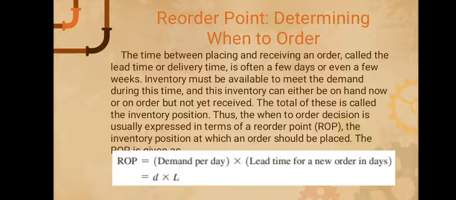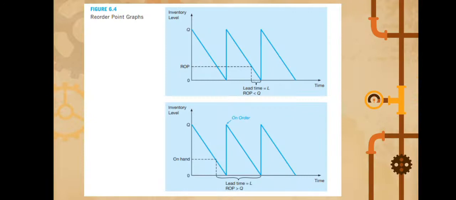ROP is equal to demand per day multiplied by lead time for a new order in days, or simply D multiplied by L. Here is a figure with two graphs showing ROP. One of these has a relatively small lead time, where the other has a relatively large lead time.